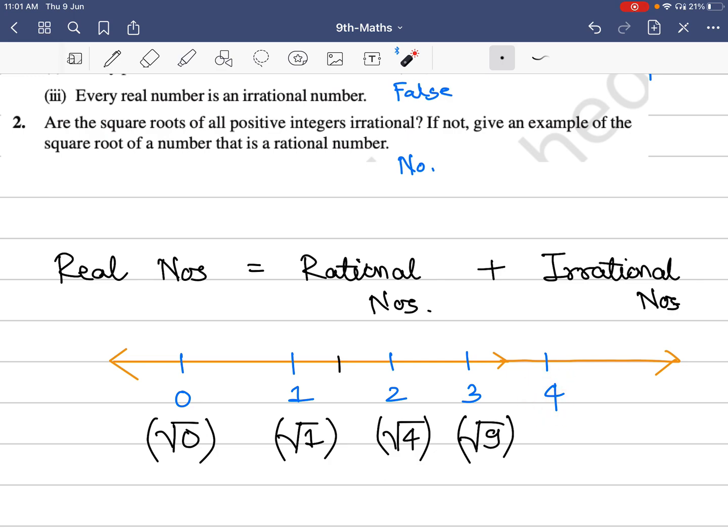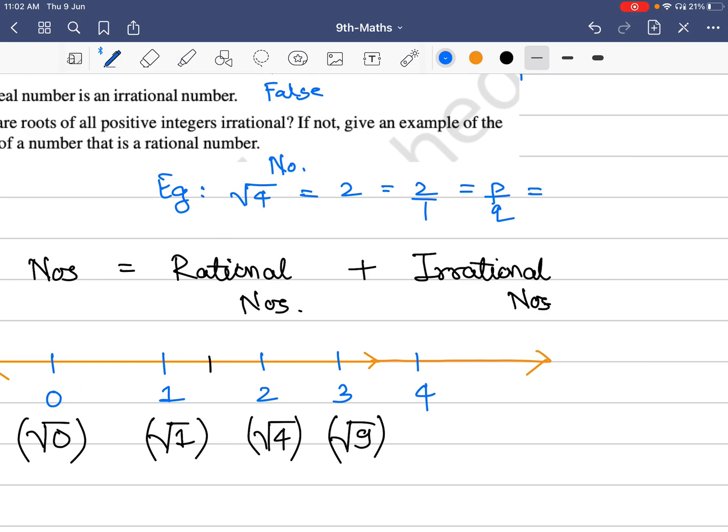So the example is 4. I'm going to write here, example: square root of 4 is equal to 2, which can be written as 2 by 1, which is of the form p by q. And thus this becomes our rational number. Square root of all positive numbers is not irrational. Square root of some positive integers is irrational, for example, root 2, root 3. But when we go to root 4, it is equal to 2, which is a rational number.